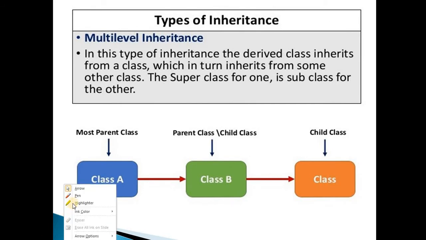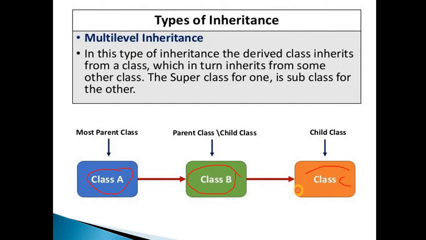Now here is a base class, right? Class A is the base class, class B is a derived class, and class C is also a derived class. So one base class is there and more than one derived classes, or you can say the child class. Again this derived class will become a parent class also. So here class B and class C are both derived classes, but again class B will be the base class for class C. So one base class and more than one derived classes.